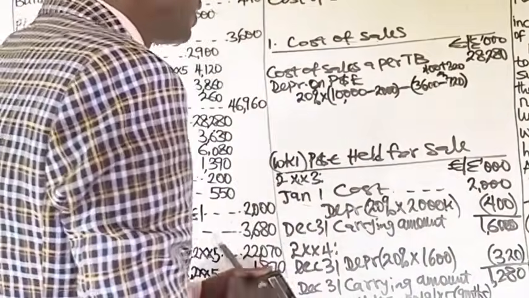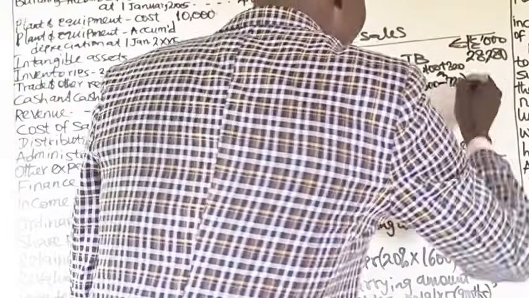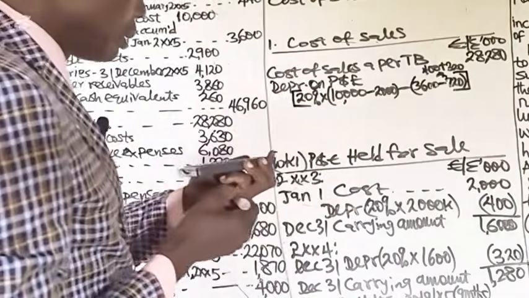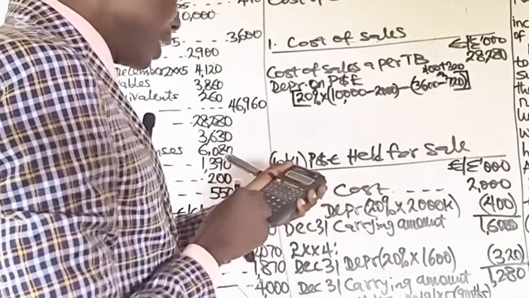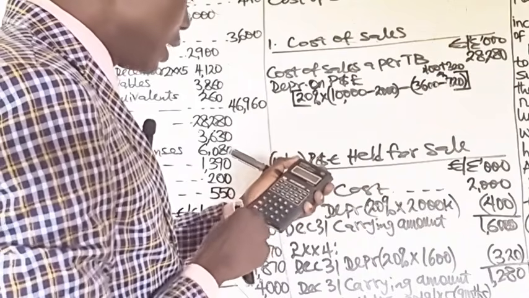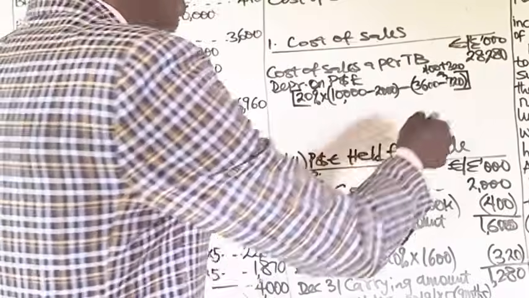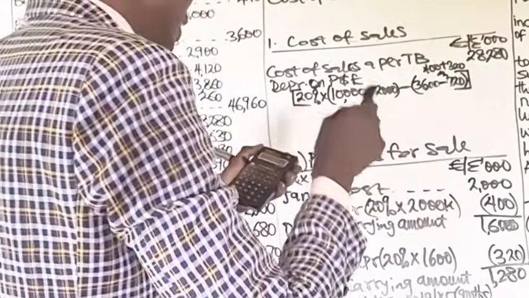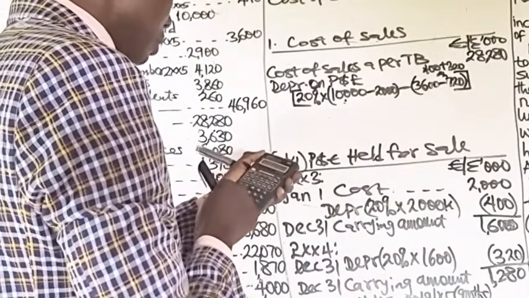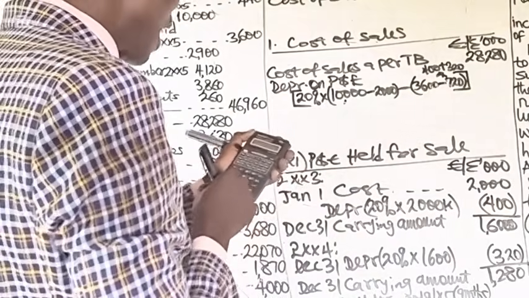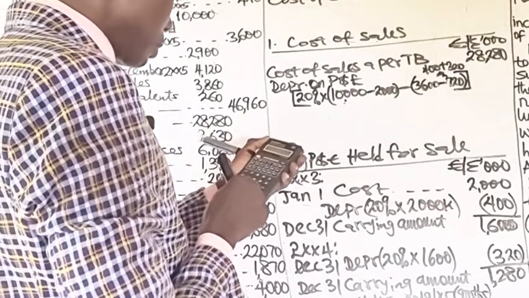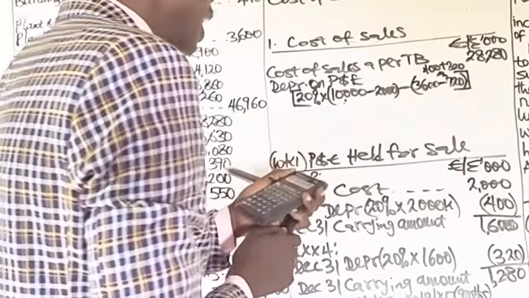If you have, you know, this is 8 million. That is 10 million minus 2 million. That will be 8 million. Then 3.6 million minus 720, that will be 2,880. If you subtract 2,880 from 8 million, you are left with 5,120. Then what is 20% of that? Then you have 1,024.